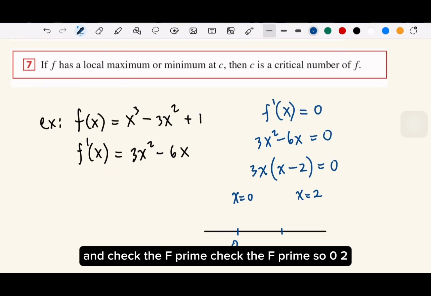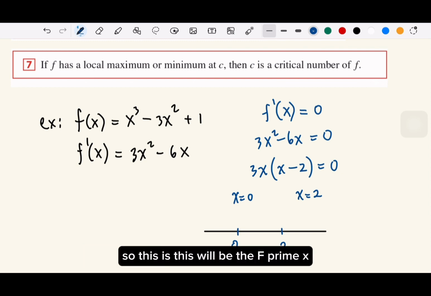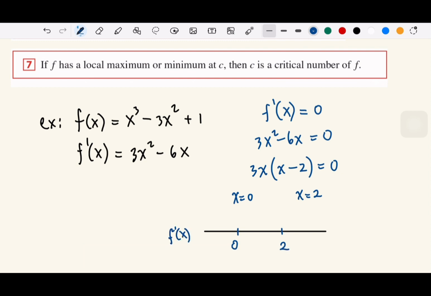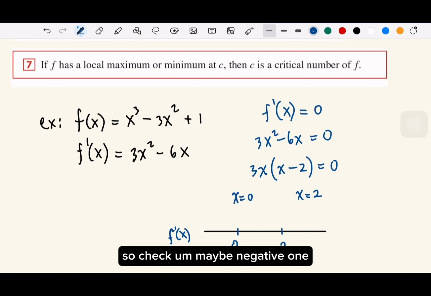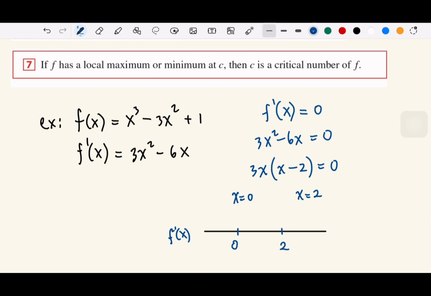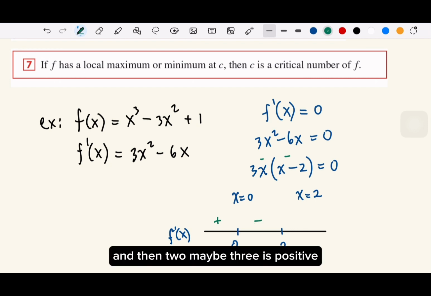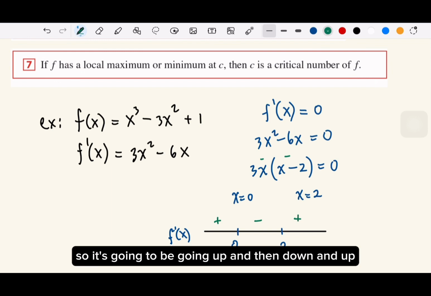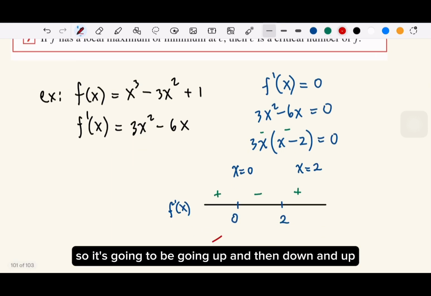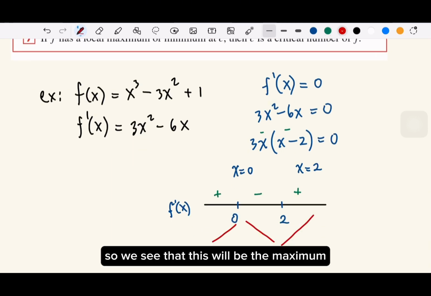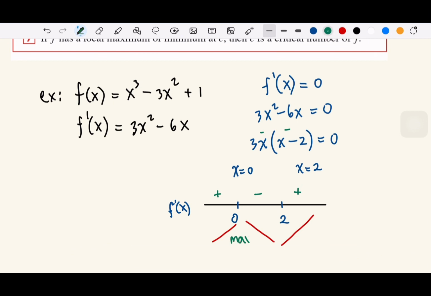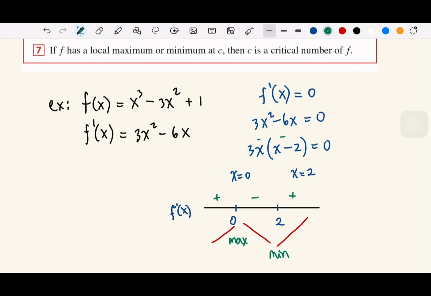So 0, 2. We check the slope, so this will be f prime of x. Check maybe -1: negative times negative is positive. Then 1 will be positive times negative, which is negative. And then 2, maybe 3, is positive. So it's going to be going up, then down, and then up. So we see that this will be the maximum, and this will be the minimum.